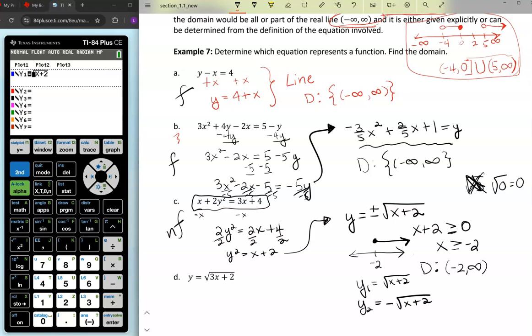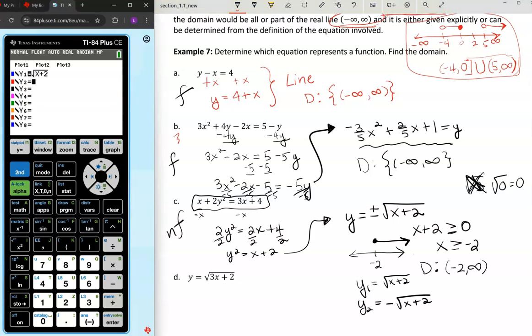So I'm going to go back into my y equals. I'm going to go down to y2, and I'm going to do the negative. See, the negative's on the outside. Square root of x plus 2. And when I graph this one, we still have our domain. It's from -2 to infinity.